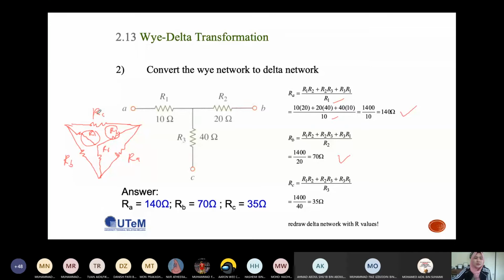Okay, and lastly, RC is over here, so you need to divide by R3. R3 is 40 ohm, so 1400 divided by 40, you will get 35 ohm. Then you can redraw the delta network. So RA is 140 ohm, RB is 70 ohm, and RC is 35 ohm.